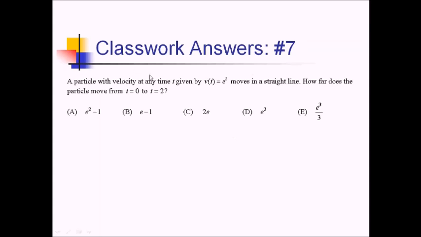For this problem, we have a particle with a velocity given by e to the t going in a straight line. We want to know how far this particle moves from time 0 to time 2. Now, it's kind of ambiguous as to whether they mean, how far does it actually travel, like how many steps did it take, or what's the displacement from time 0 to time 2. But to figure out if we need to know the difference, let's take a look at our velocity function. So we notice that this function, e to the t, is positive for all t values. That means there are no direction changes for this particle, which means that total distance and displacement will be the same thing for this problem.